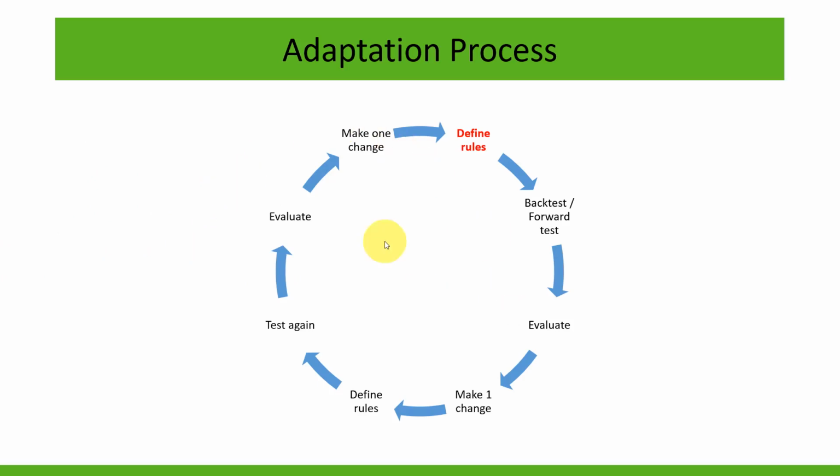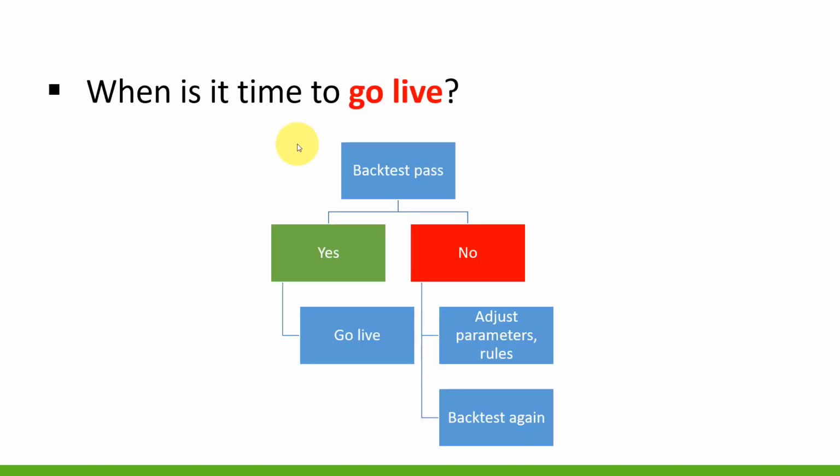The adaptation process follows this framework. So here is step 1, or step 2, where we have our framework. Then we backtest it. Then we evaluate the results, and then we make our change. We make one change, then we have our new rules based on the change. Then we test it again, evaluate it, maybe make one more change, and at one point you're either going to take it live, trade it in a forward test, or discard the strategy and do something new because it's not working. And the question then is always, when is it time to go live?